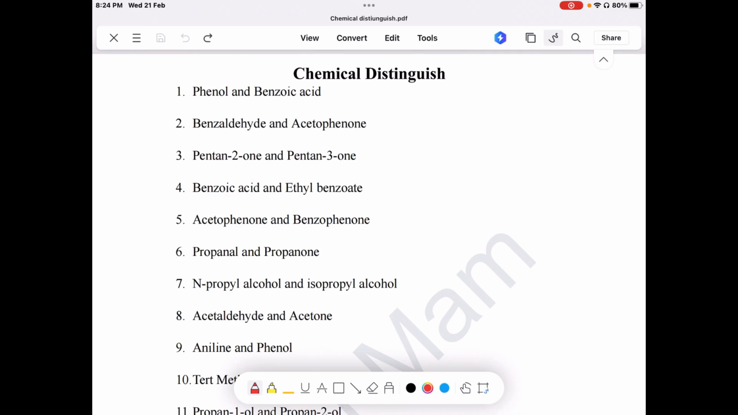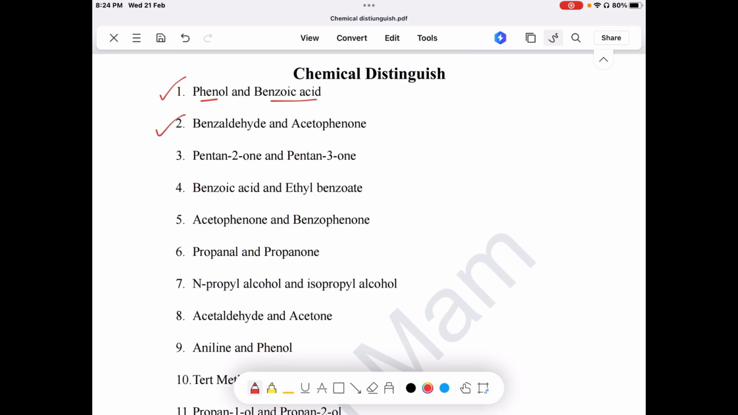Yes, let's practice questions based on chemical distinction. First, we are asked to distinguish chemically between the following pair of compounds: phenol and benzoic acid. Phenol gives the bromine water test, and benzoic acid gives the sodium bicarbonate test. Phenol doesn't react with sodium bicarbonate.